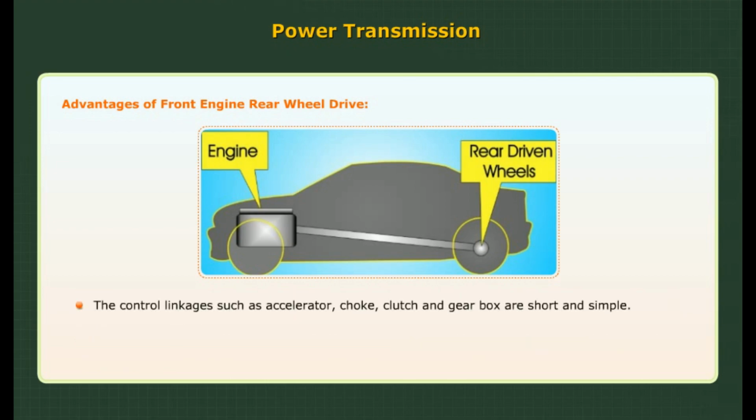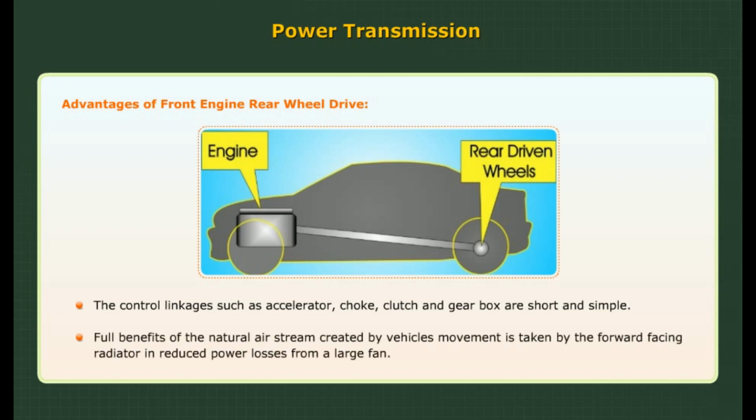The control linkages such as accelerator, choke, clutch, and gearbox are short and simple. Full benefits of the natural air stream created by the vehicle movement is taken by the forward-facing radiator and reduced power losses from a large fan.